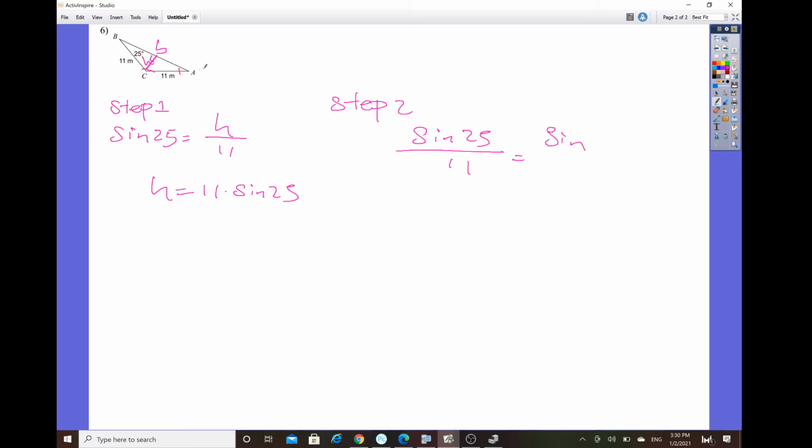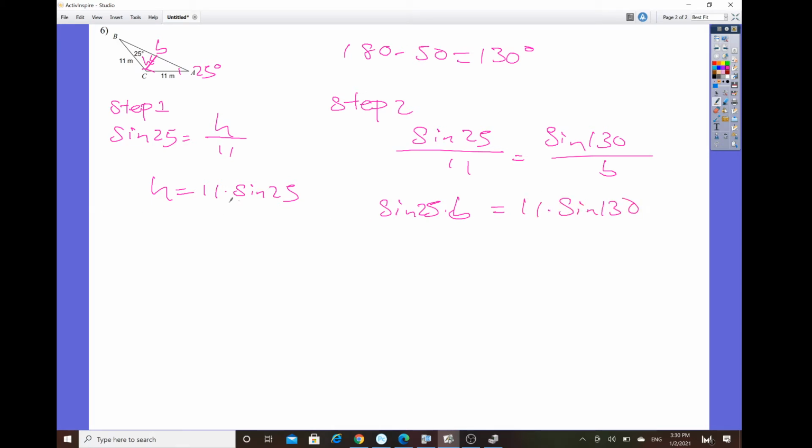Well, this angle here, we do know by the triangle sum theorem, it's 180 minus 50, because 25 plus 25 is 50. Then that means angle C would be 130. So sine of 130 all over the base. So let's just cross multiply: sine of 25 times the base equals 11 times sine of 130.